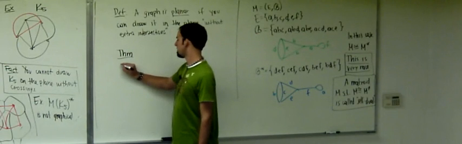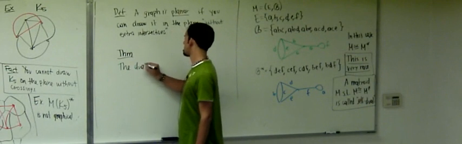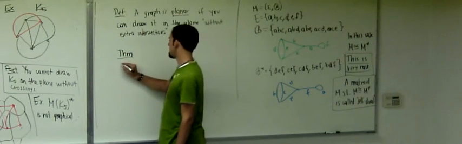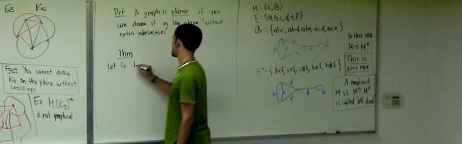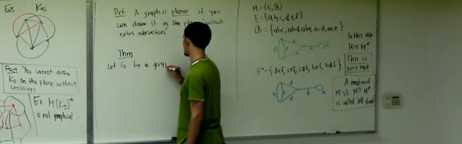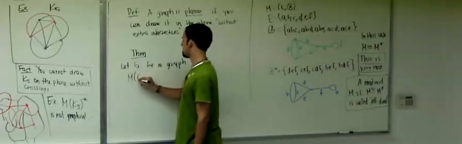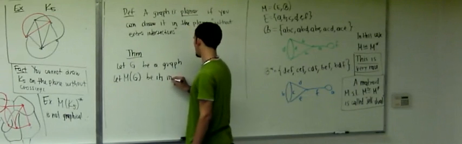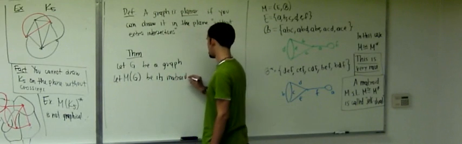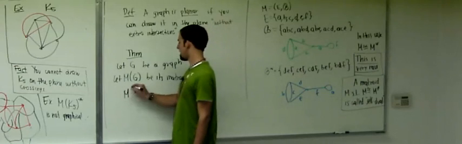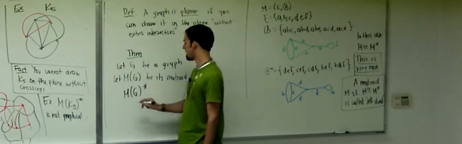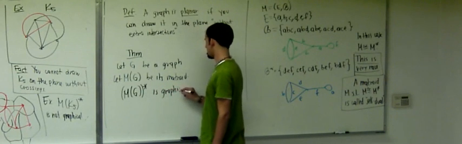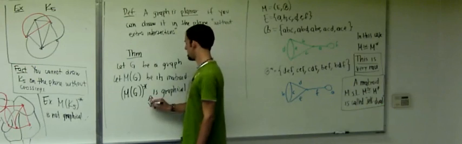So the theorem is this. Let G be a graph, and let M(G) be its matroid. Theorem: the dual of this matroid is graphical if and only if G is planar.